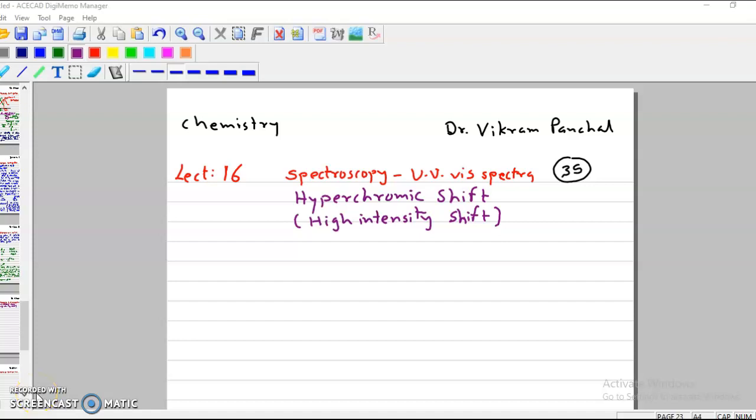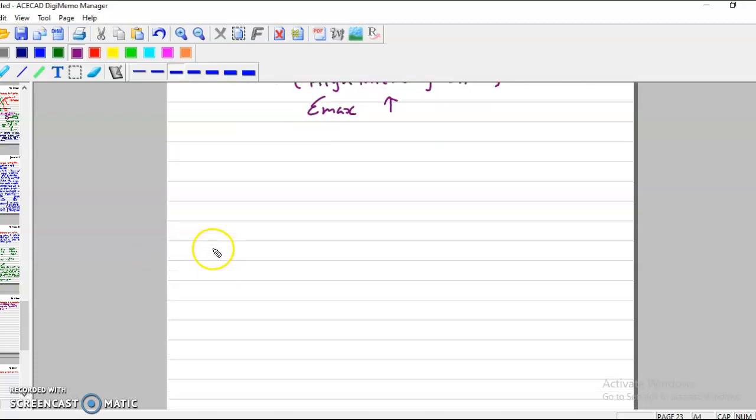This is Dr. Vikram Panchal and I am dealing with spectroscopy for chemistry and particularly ultraviolet visible spectra. This is lecture number 16 in which I will explain what is hyperchromic shift and if time permits hypochromic shift also. Okay, so hyperchromic shift means high intensity shift. In this case particularly the value of epsilon maxima increased. That means intensity of color increases.